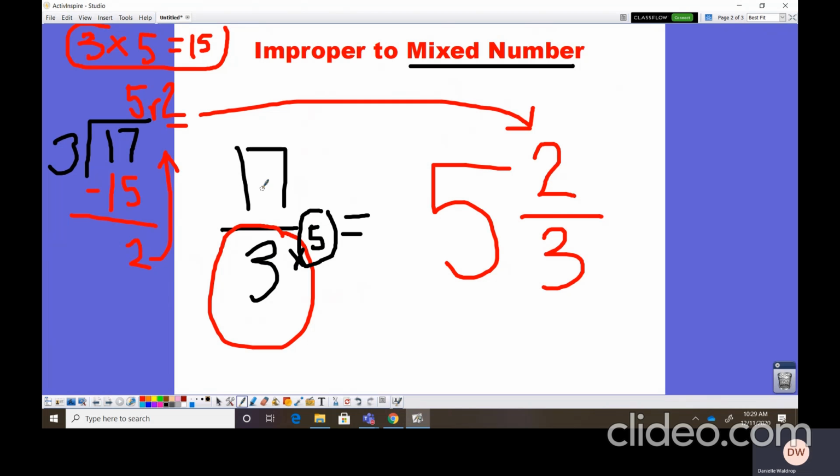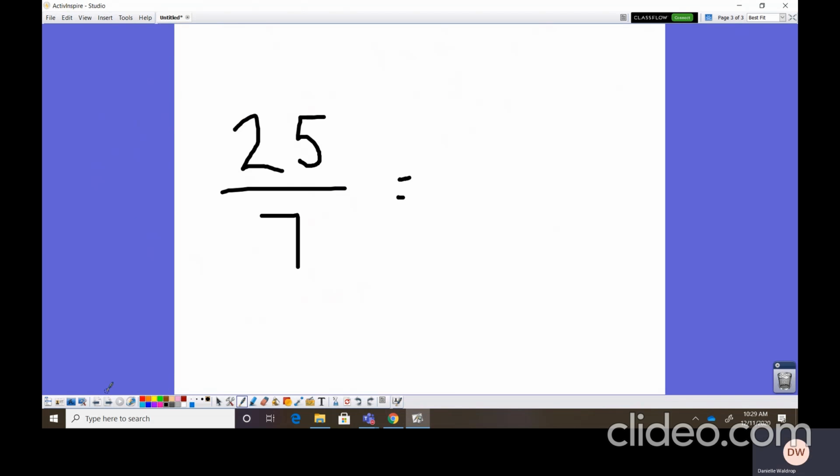I know 3 would go into 17 5 times. That'd be my whole number. 2 left over becomes my numerator. And then, of course, it's in thirds. Okay? All right. So 25 sevenths. I'm going to set up a long division.